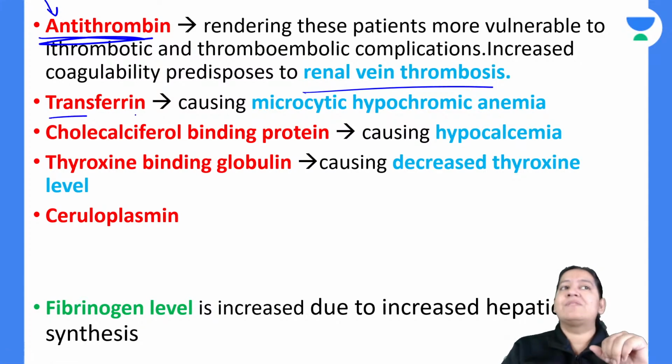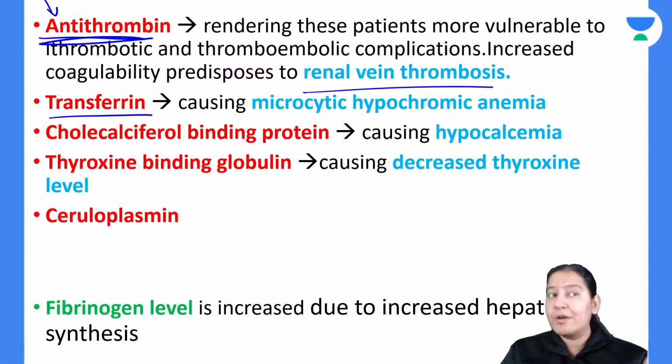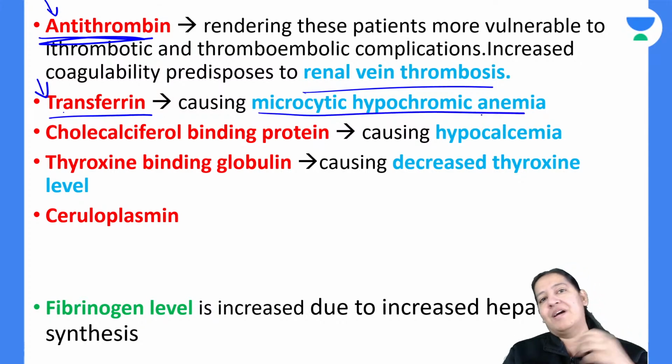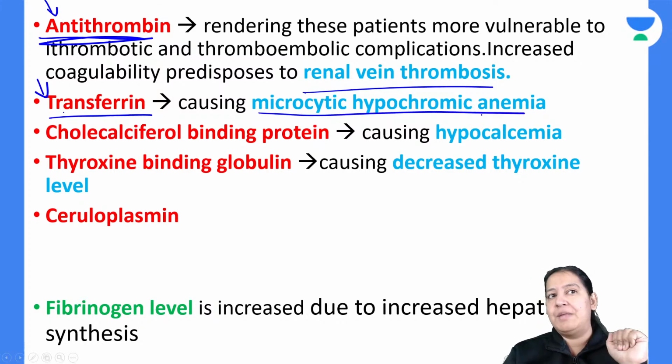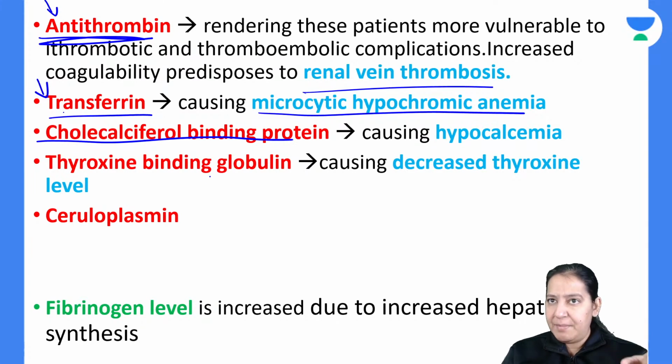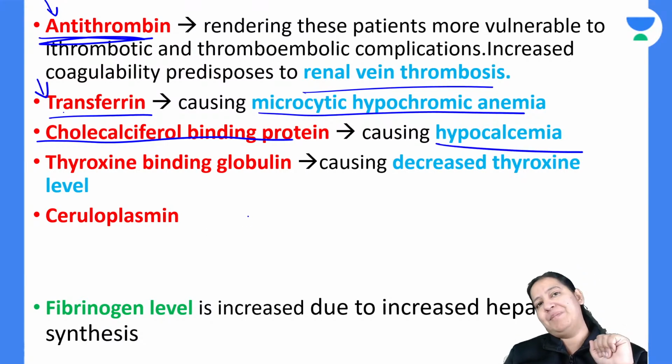The third is transferrin. Transferrin is also a protein. It is required for iron transport. So transferrin is lost in urine, less transferrin, so less iron, so the patient will have iron deficiency anemia. The fourth is cholecalciferol binding protein. It is required for vitamin D. So the patient will have hypocalcemia.